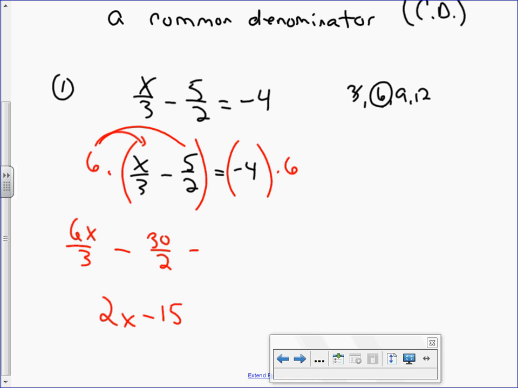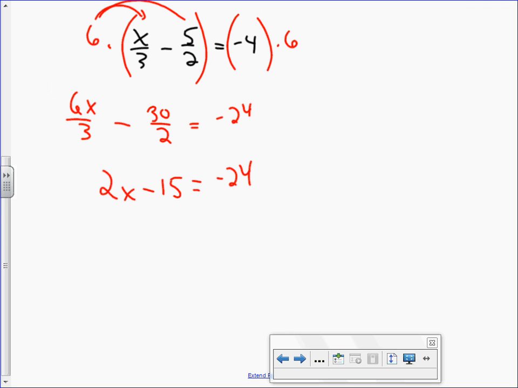By choosing common denominators, you end up with some easy fraction arithmetic. And the other side's not even a fraction. Negative 4 times 6 is negative 24. If you have chosen a good common denominator, and if you do your multiplication correctly, you won't have any fractions after you do this. That's a pretty big benefit. So let's finish this problem.